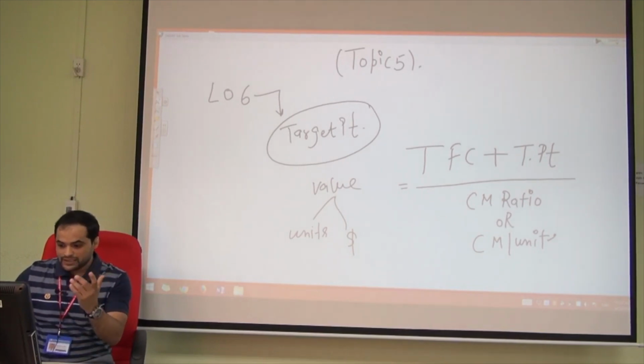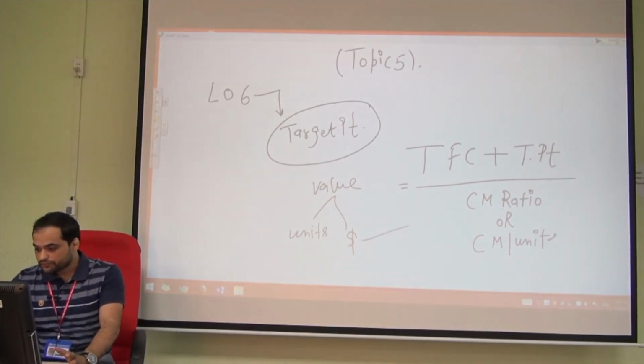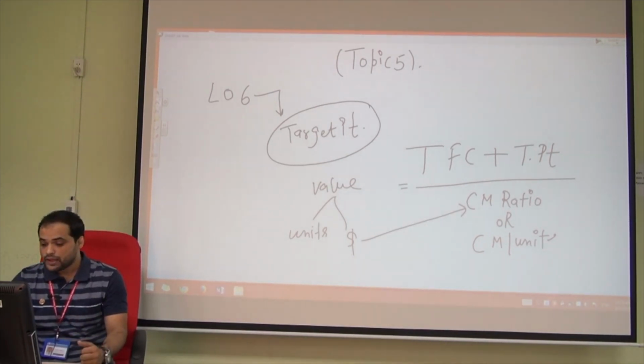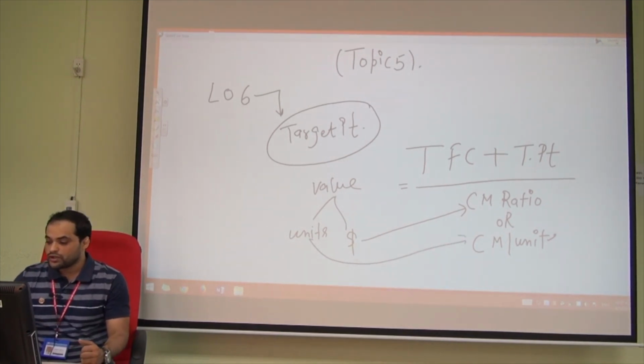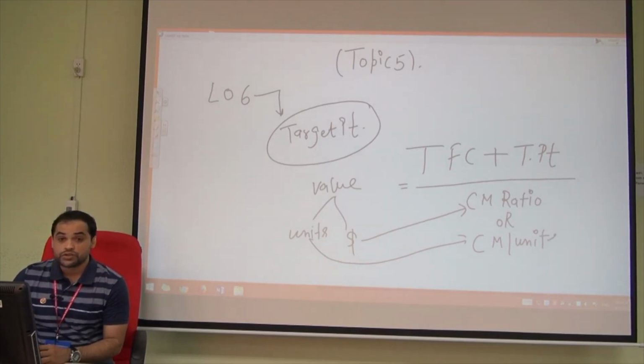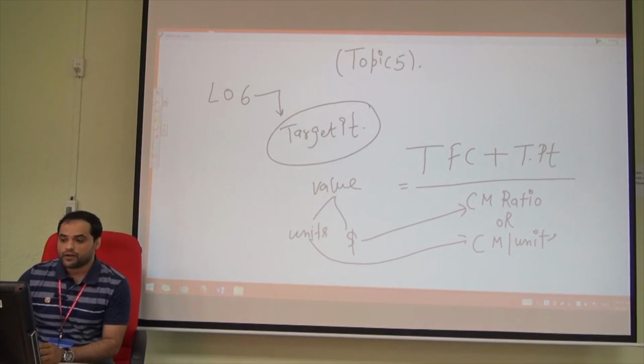Alright? So it depends. If you want your answer in dollars, then of course you use contribution margin ratio, same as your learning outcome 4. And if you want your answer in units, then you divide by contribution margin per unit. Alright? So that's all about the target profit.